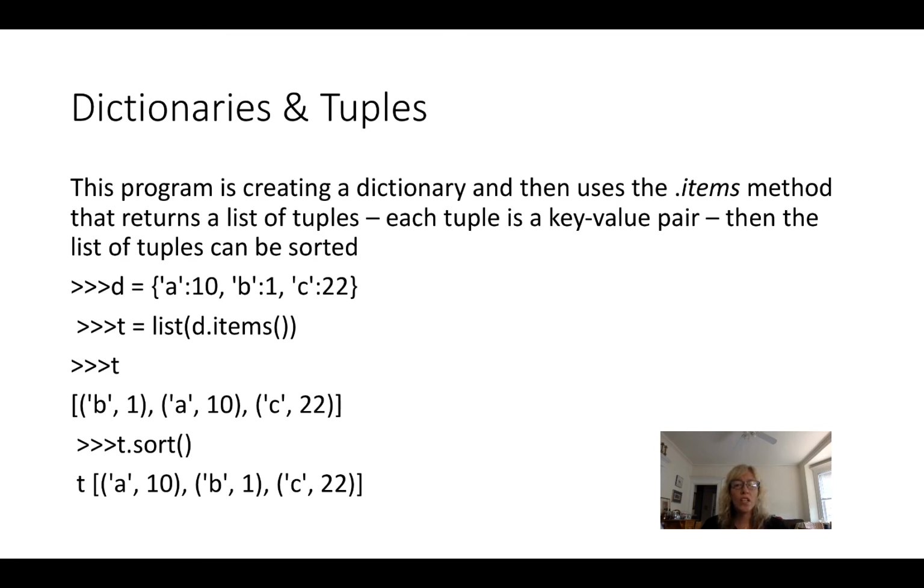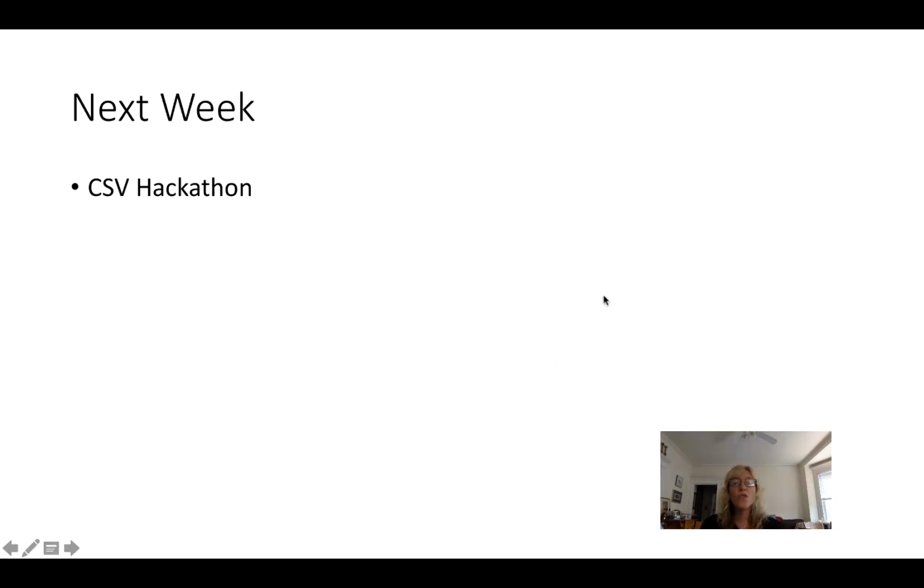So tuples and dictionaries are also pretty useful. This program here is just creating a dictionary, and then it's using the items method to return this list of tuples. And now we can sort it because we made it into a list. And that's the sort method here. So that's a pretty cool thing that you can do with dictionaries and tuples. Yeah, so that's basically it.